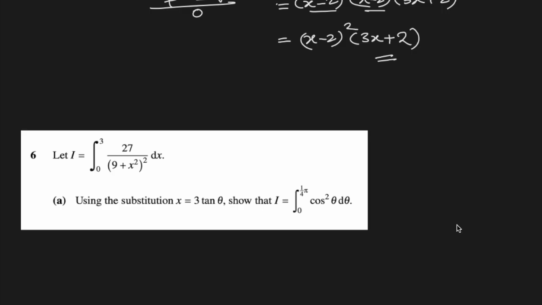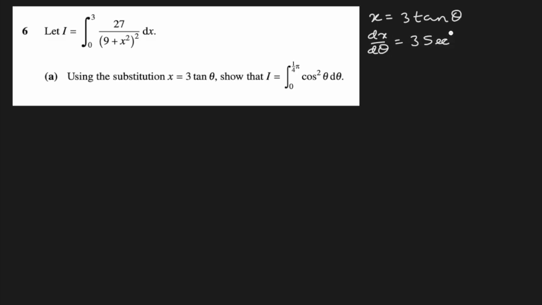All right, question number 6. Let I be this definite integral. Using the substitution x equal to 3 tan theta, show that it can be converted to this one. Okay, so let's do the additional work here. So they said x equal to 3 tan theta. That's what we have to substitute. So let's first differentiate it with respect to theta. So we'll get 3 secant square theta. That means dx can be replaced by 3 secant square theta d theta.